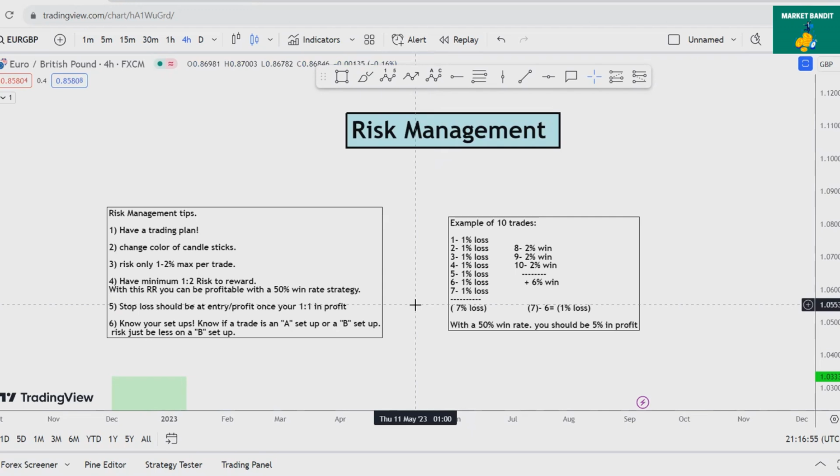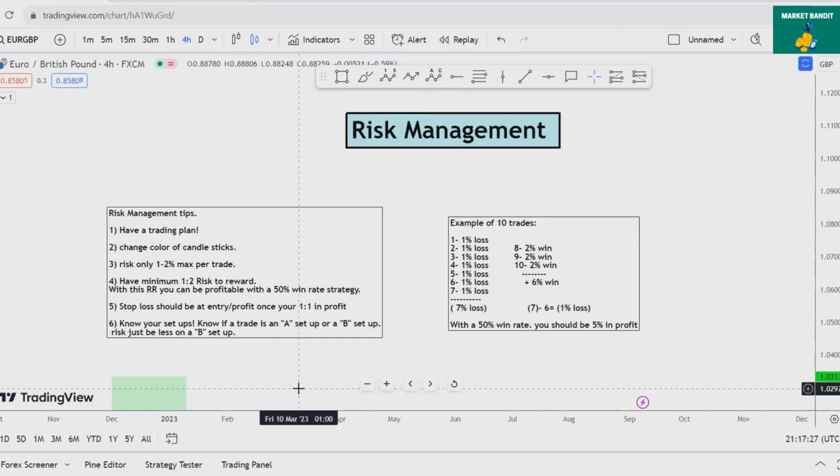The third risk management tip is to risk only 1 to 2% per trade. Now we're getting into the trading aspect, right? You want to risk only 1 to 2% per trade, right? And the reason why 1 to 2% per trade, this will help you when it comes to if you're going for a funded account. It will help you and stop you from blowing accounts. It will help prevent you from blowing accounts, and it also helps you to pass funding challenges.